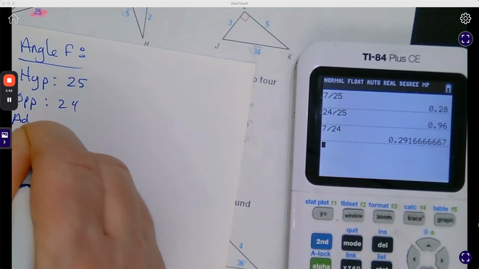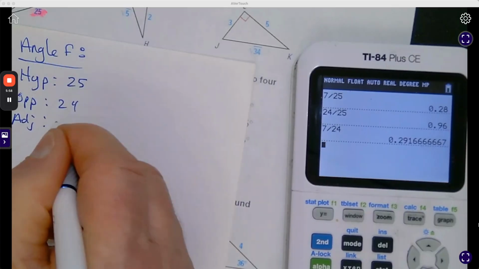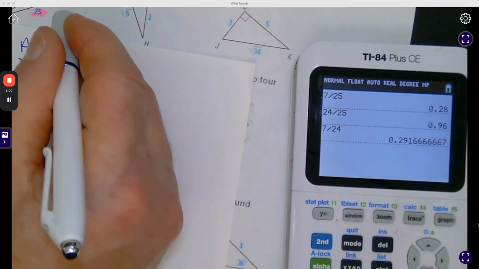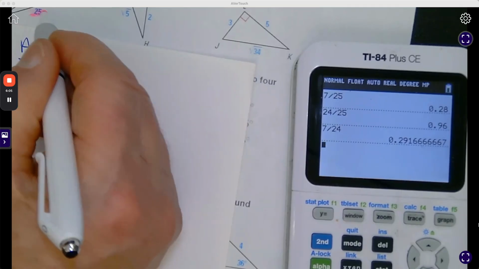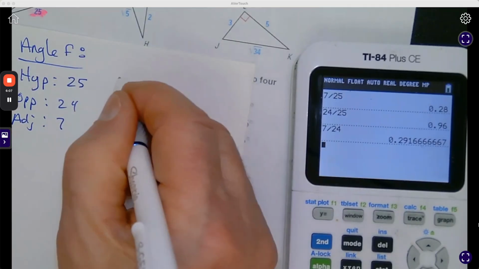And then the adjacent is the leg next to it. Remember, sure, it's the leg. That's the hypotenuse. That's a leg. That's a leg. So these are the opposite and adjacent. That's always the hypotenuse. Cosine of the F.